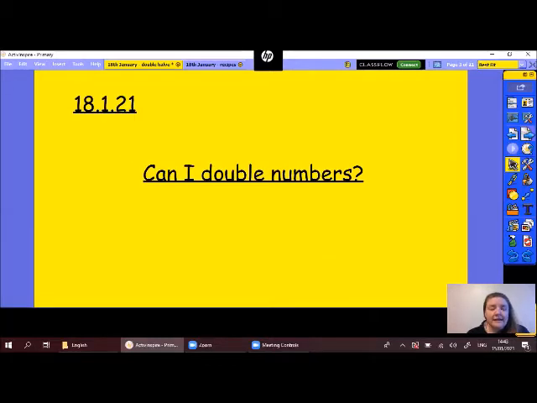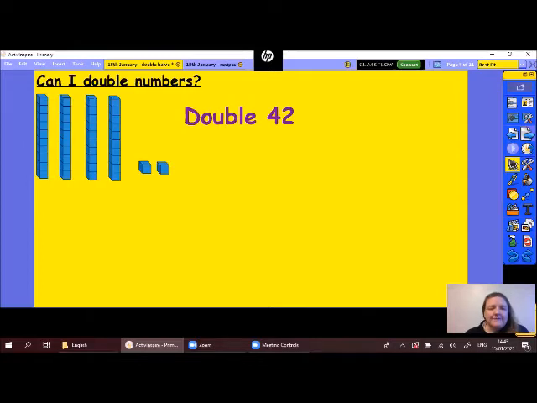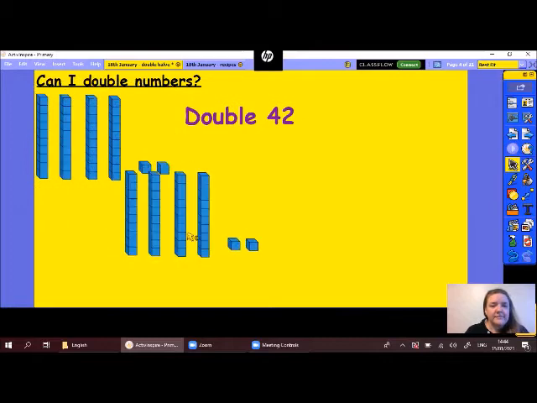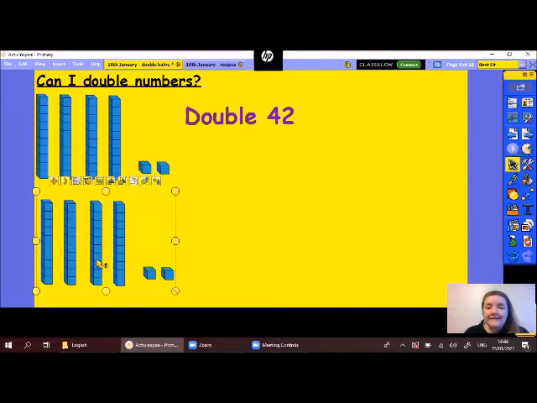Today's lesson is about doubling numbers, which I know some of you will be familiar with, but we're going to look at a particular strategy to help us. If we have a question like double 42, that's the same as saying 2 times 42 or 42 add 42. What we're doing effectively is taking this and doubling it so that we have twice as many. That's all we're doing. And that's great if we have Dienes or counters or things like that to help us. But what if we don't? What if we need to do it in our heads?